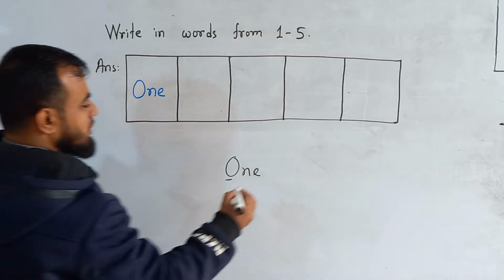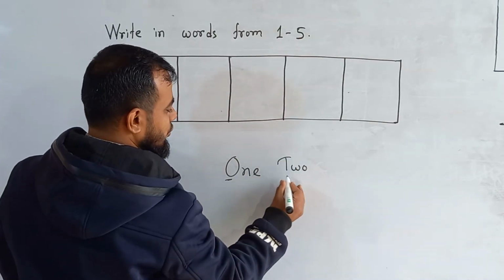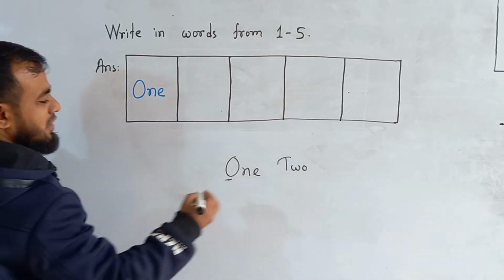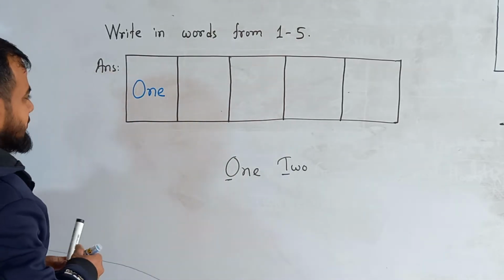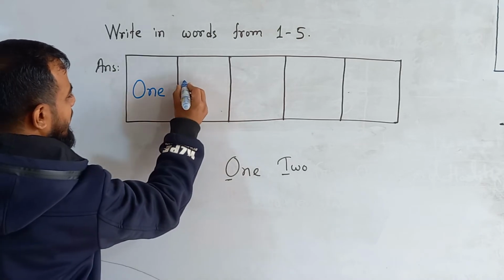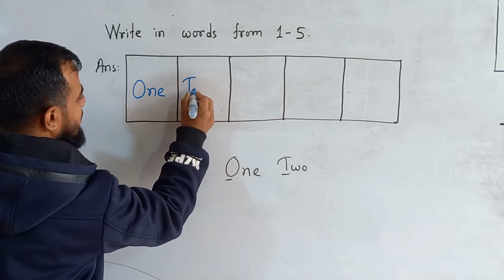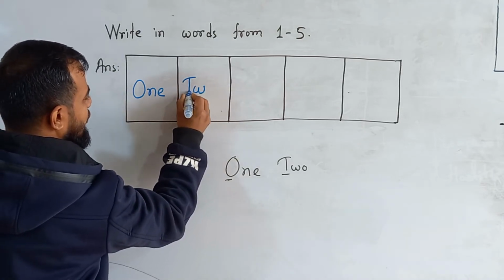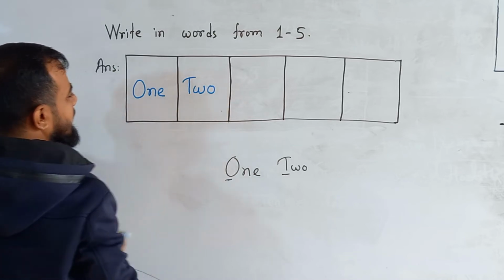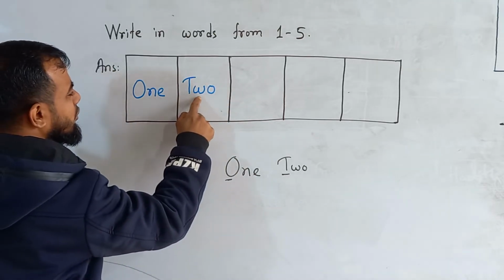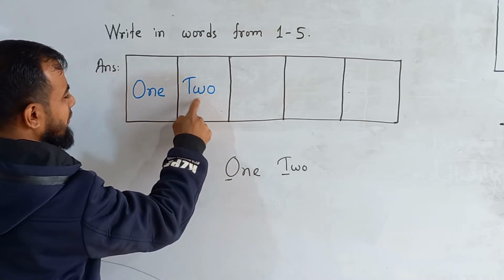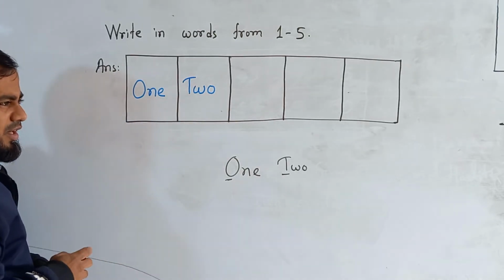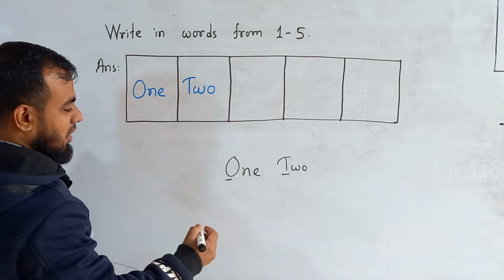The spelling of 2 is T-W-O, 2. The first letter again is capital and the other letters are small. Now it will be 2 next to one. T-W-O, 2. O-N-E, 1 is followed by T-W-O, 2. After 2 the number comes which is 3 and the spelling of 3 is T-H-R-E-E.